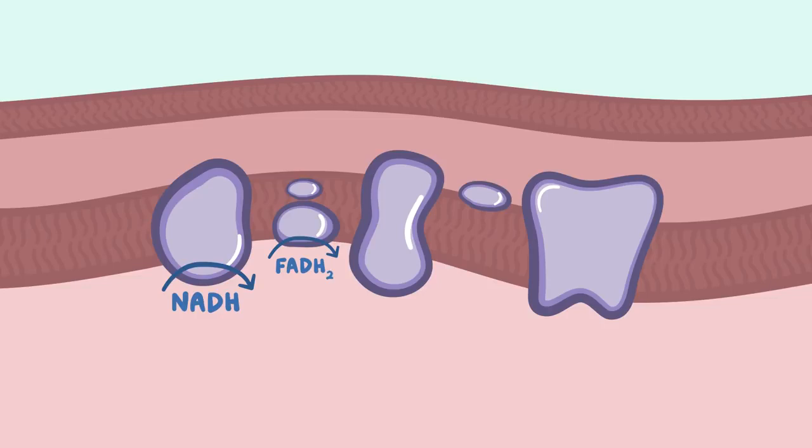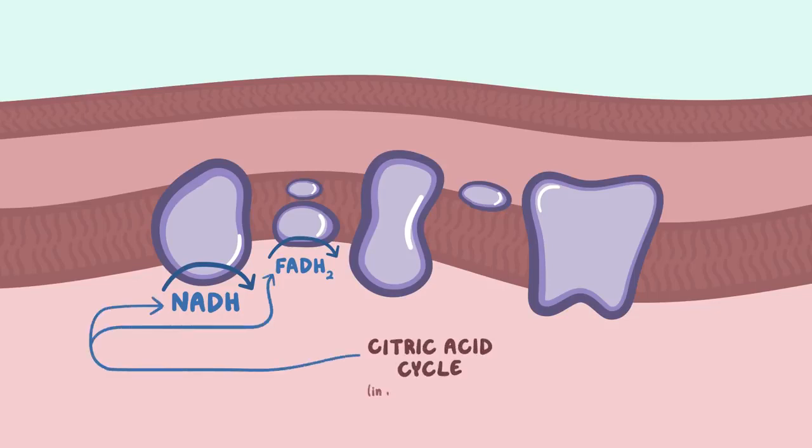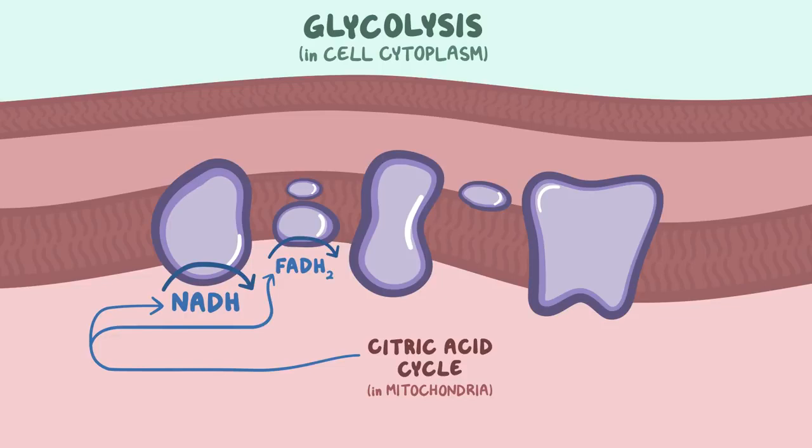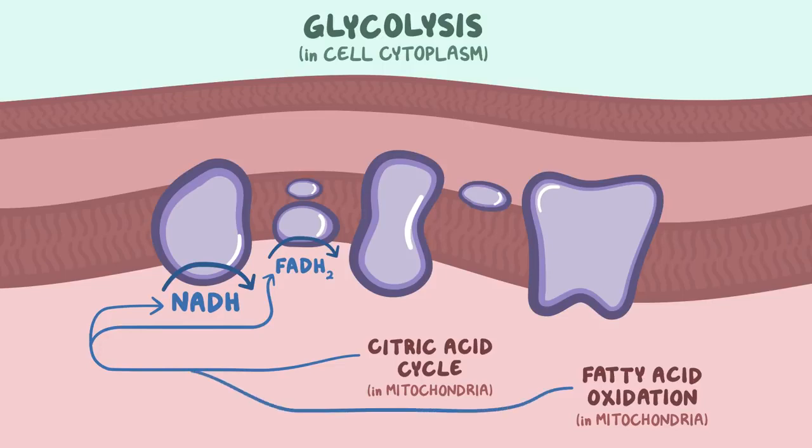NADH and FADH2 are primarily generated in the citric acid cycle, which happens in mitochondria, but they can also come directly from glycolysis, which is the breakdown of glucose in the cytoplasm of the cell, as well as fatty acid oxidation, which is the breakdown of fats in mitochondria. Enzymes called dehydrogenases help generate the electron-rich NADH and FADH2.